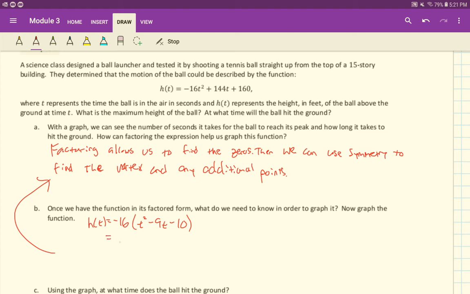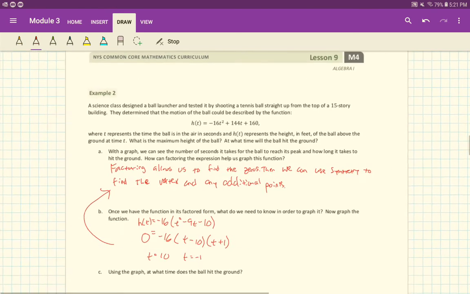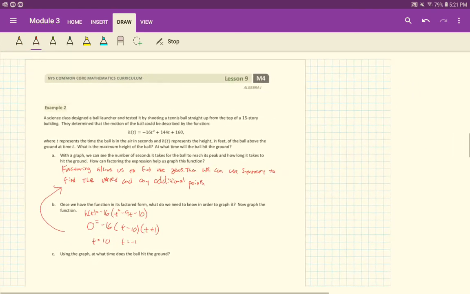We need two numbers that multiply to negative 10 and add to make negative 9. So that's going to be (t - 10)(t + 1). We'll set this equal to 0 because we're trying to find the zeros. So we get t = 10 and t = -1. Okay, and I'll go out here to get this thing graphed.